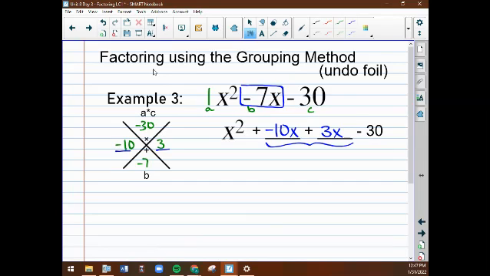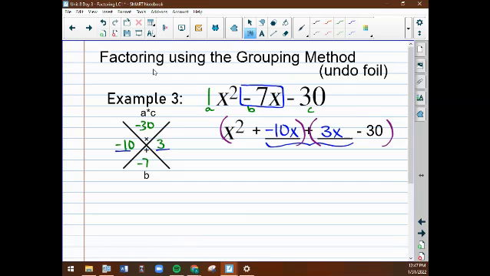This is like when you FOIL before you combine like terms. Remember, in the middle we have two terms that are like terms, and then we add those together to get negative 7x. So now I'm going the opposite way. After this, here's the grouping. I am going to group the first two terms, x squared minus 10x, and then group the second two terms, 3x minus 30.